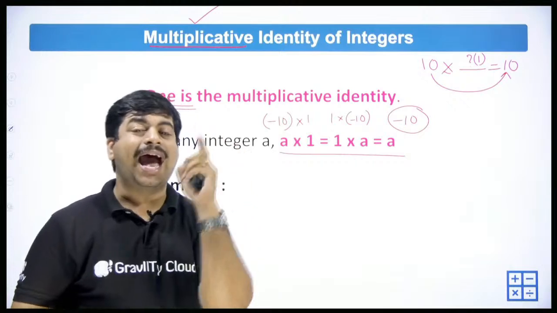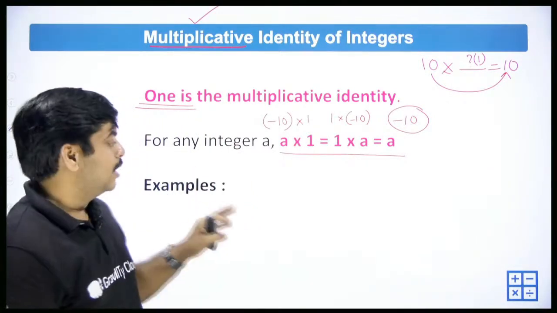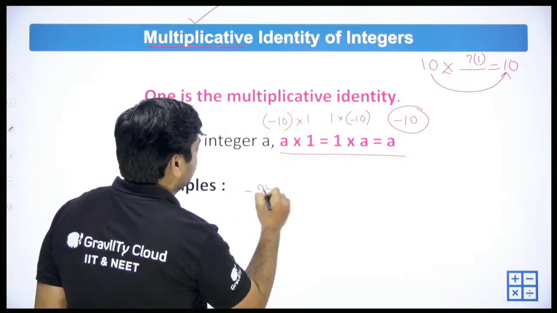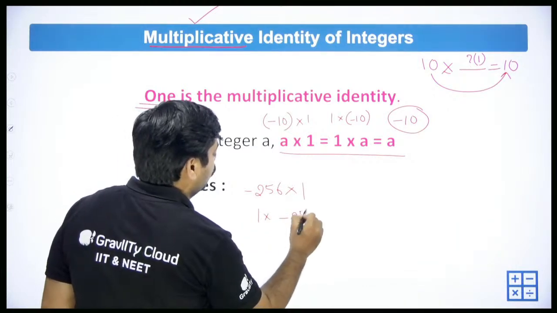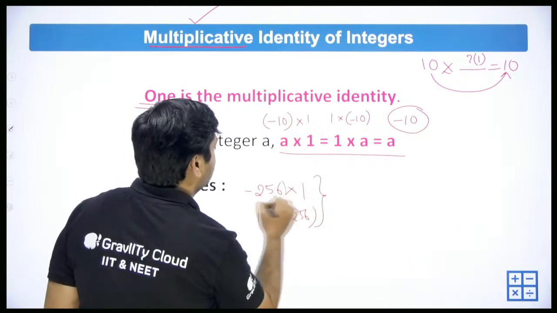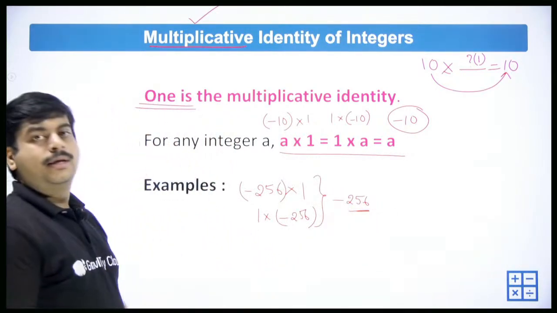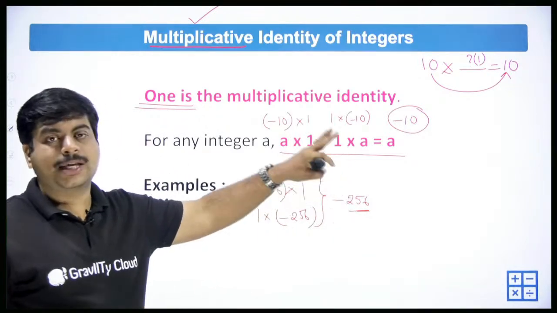In the previous class we added, so there it is additive identity. For example, we can take minus 256 into 1 or 1 into minus 256. Both will give you the same answer, minus 256. The same identity will reflect back.